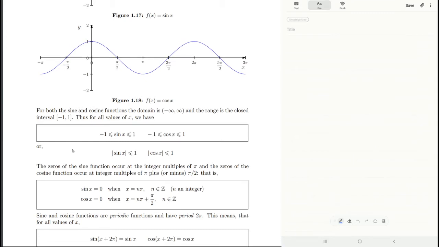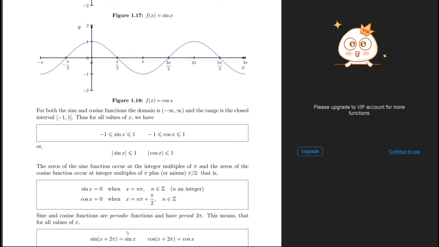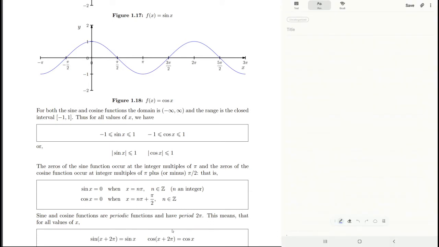Now the sine and the cosine functions are periodic functions and have a period of 2 pi. So this means that for all values of x, the sine of x plus 2 pi is the same as the sine of x, and the cosine of x plus 2 pi is the same as the cosine of x.